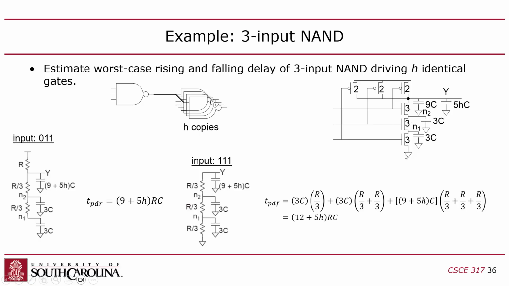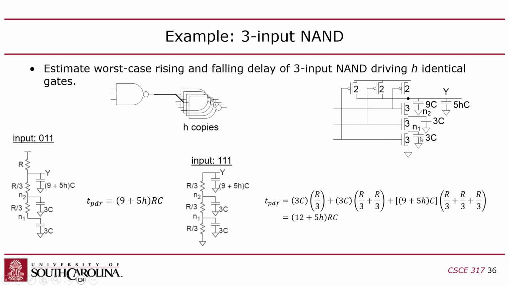So basically what's happening here is I went the opposite way. I was starting with the output and working down. I should have started with ground. You start with ground and you work your way up. So here's ground. I go through the first resistor, which is R over 3, right? And then I add its capacitance.